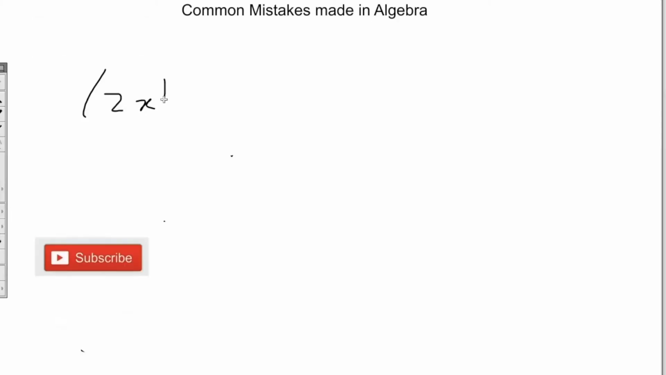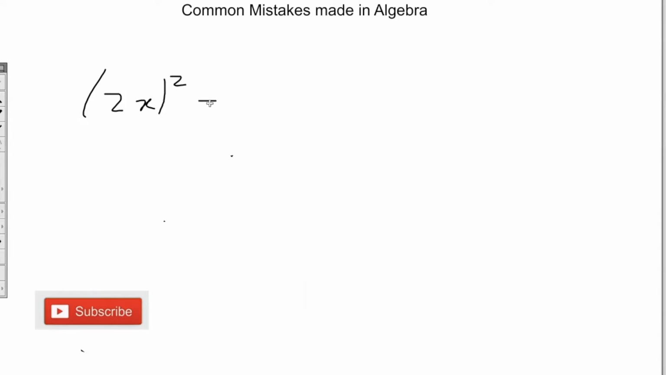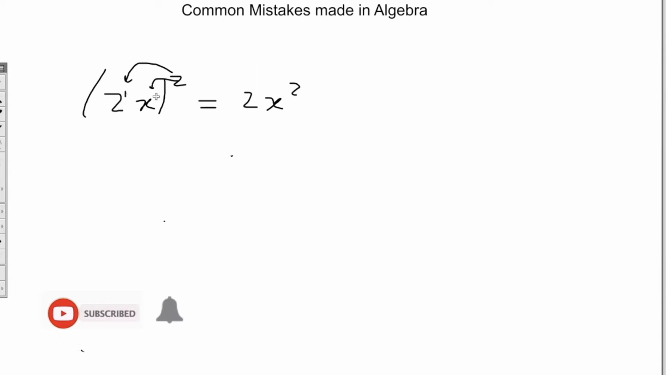The next common mistake is where I have 2x all squared. Students like to write 2x squared, but this is not correct. Please remember that the power is being shared by the 2 and the x. So in other words, you could just put the power 1. This is a reminder to say I need to distribute. So the answer should be, you multiply 2 times 1, that gives me 2, so I have 2 squared. And 2 times 1 again for the power for x, that would be x squared. So 2 squared is 4, so I'll have 4x squared.